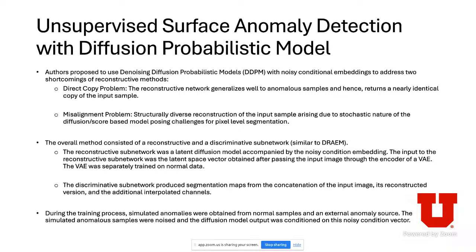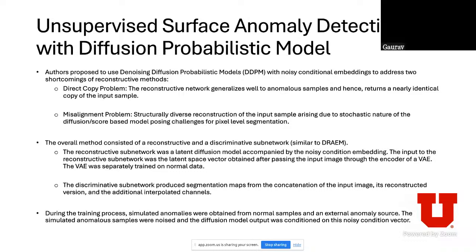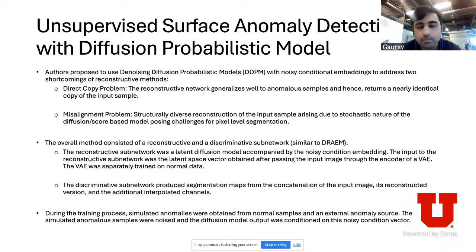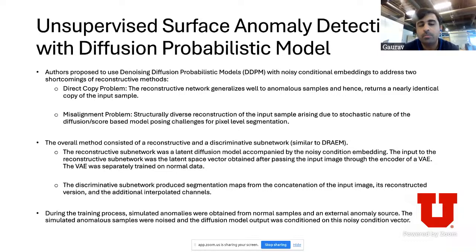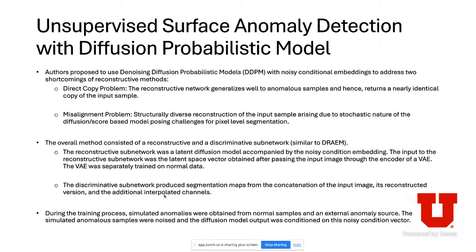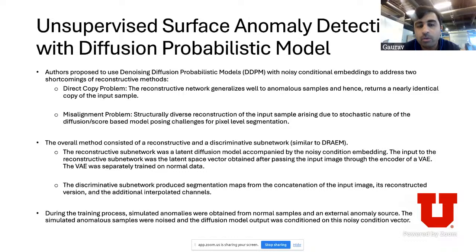So the discriminant network, for every pixel, will give a probability, right? Yes. And your input will be the input images and the reconstructed version, which comes from the reconstruction produced by the diffusion model, right? And the additional interpolated channels are the Z inter, right? Yes, those are obtained from the interpolation of the reconstructed normal sample and the input sample. Okay.